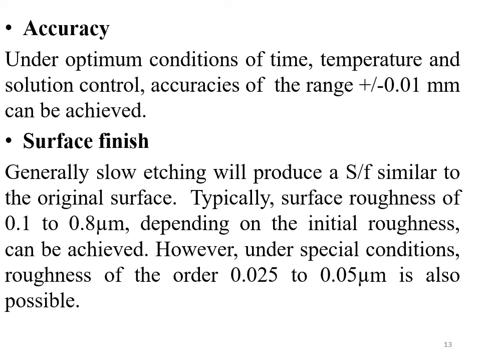Surface finish. Generally, slow etching will produce a surface finish similar to the original surface. Typically, a surface roughness of 0.1 to 0.8 microns can be achieved, depending on the initial surface roughness. However, under special conditions, roughness of the order of 0.025 to 0.05 microns is also possible.